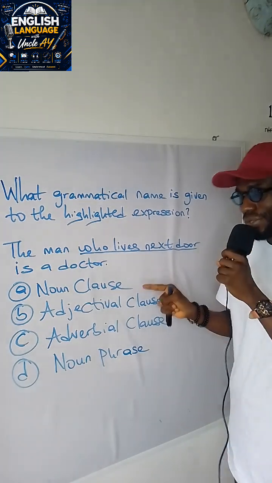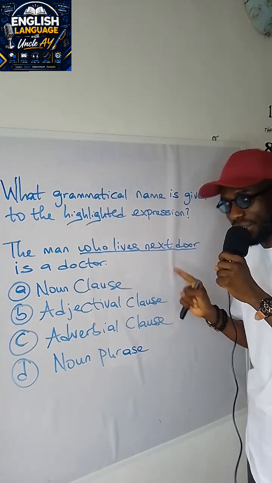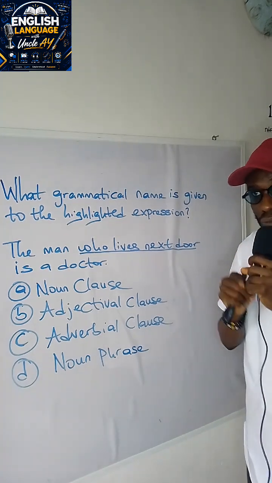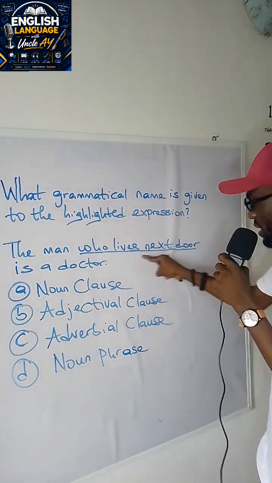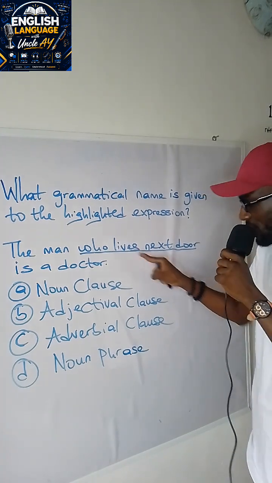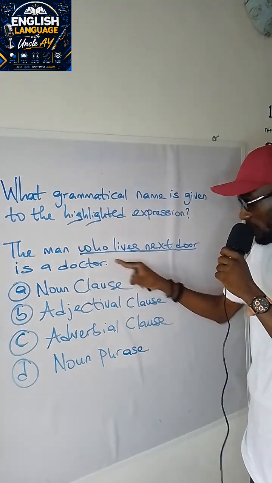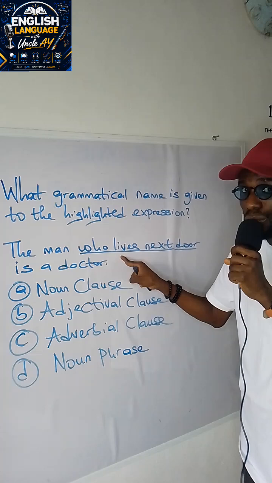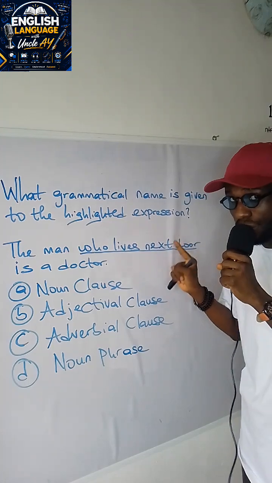First things first, we need to understand what a clause or a phrase is. And if you've been following my previous videos, I'm very sure you know the definition of these two terms. So let's find out if this expression is either a phrase or a clause. Who lives next door? You can see that this expression has a finite verb in lives, which automatically makes it what? A clause. But then we don't know what kind of clause it is. We're still going to find out.